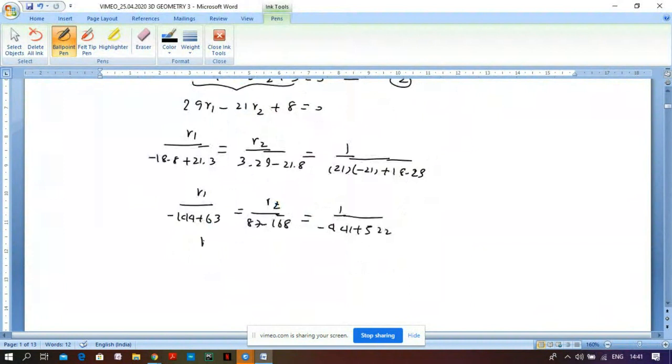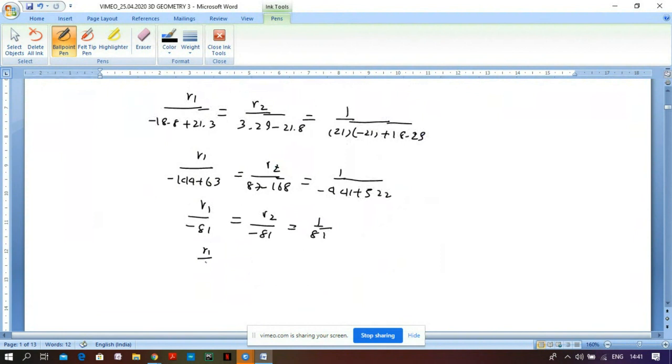So R1 over you get negative 81 is R2 over negative 81, and this is 1 over 81. So it means you are just getting R1 over 1, R2 over 1 is 1 and negative 1. Often they will simplify in exam problems. Calculate, want to check your concepts. So R1 is negative 1, R2 is minus 1.